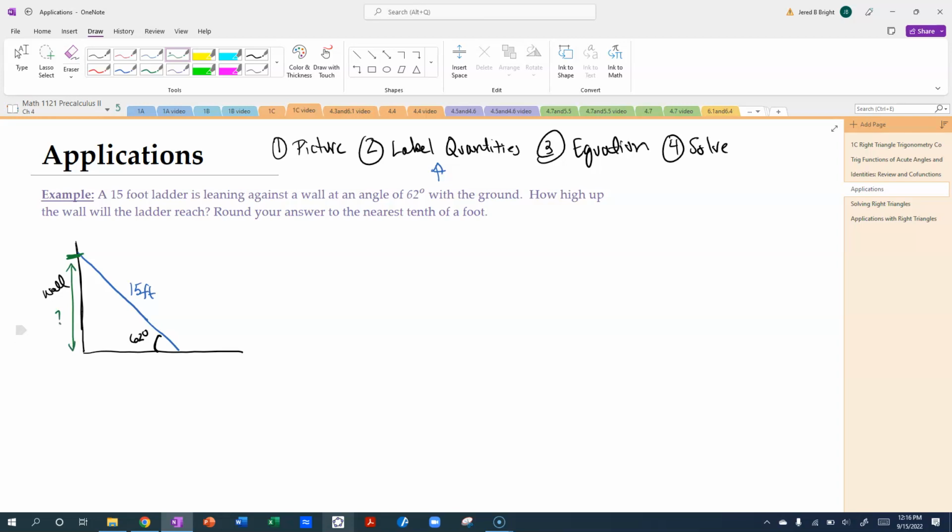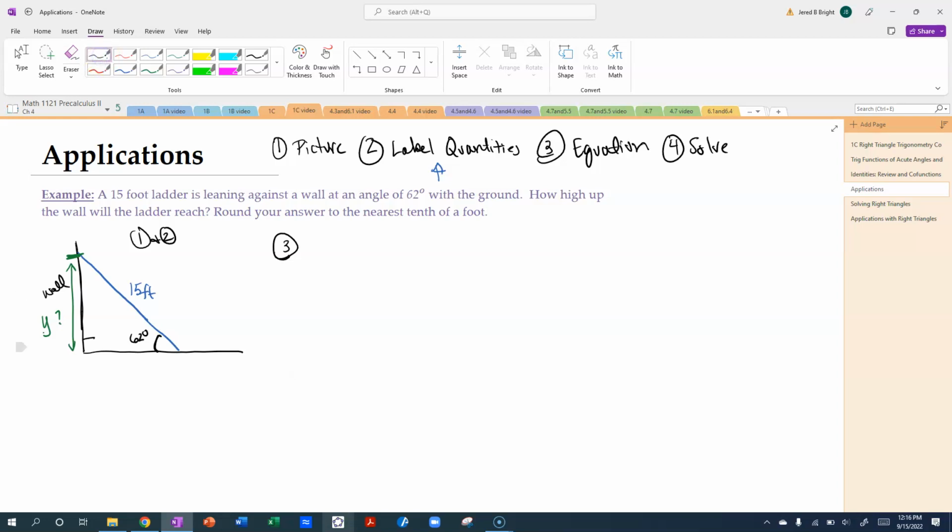So I have picture, label. I don't know what this is, but it's vertical, so I'm just going to say it's y. I want to figure out what y is. I've done steps 1 and 2 here, and now I need to get an equation. My equation is going to try and relate the knowns and unknowns. So I know the acute angle, right?